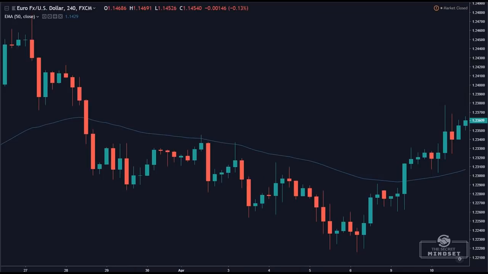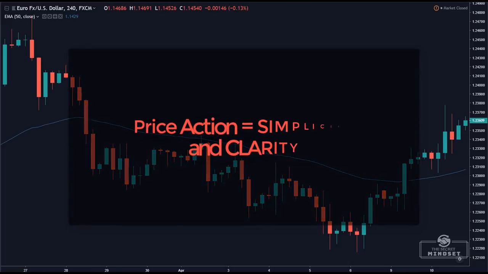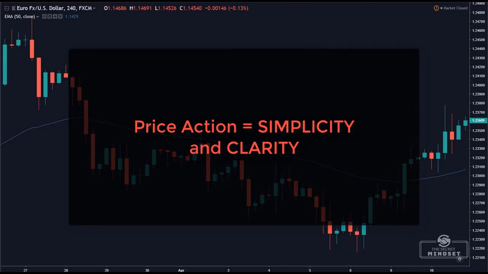I hope you learned a few things from this that will improve your approach when you trade the market. Price action is about simplicity, and by analyzing the market this way, you'll have more clarity about the general outlook of the market.